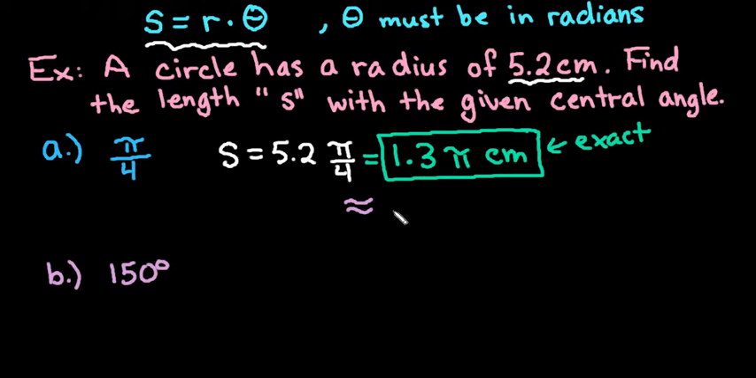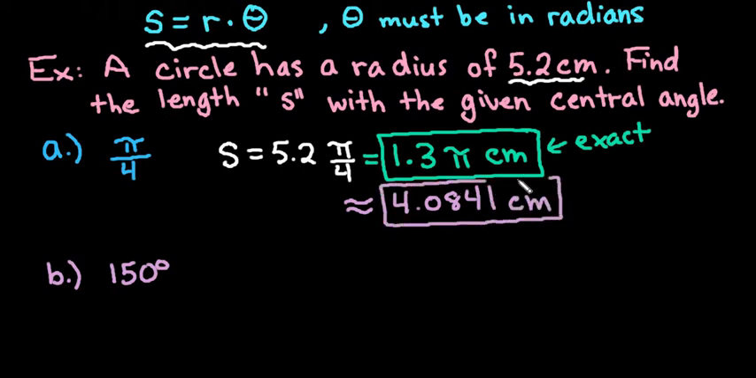So with this one, when I multiply this out, it gives me 4.0841 centimeters. And I rounded to 4 decimal places. I always go more than probably is necessary because it just gives you a better approximation, but just round to however many places it says. If it says round to the nearest tenth, that's 1 decimal place, hundredth is 2, thousandth is 3, and then I rounded to ten thousandths with 4.